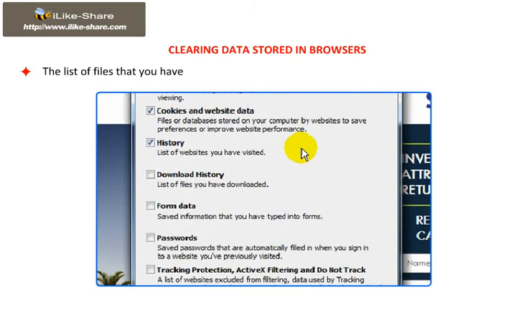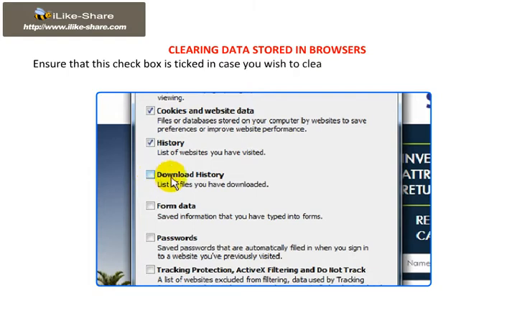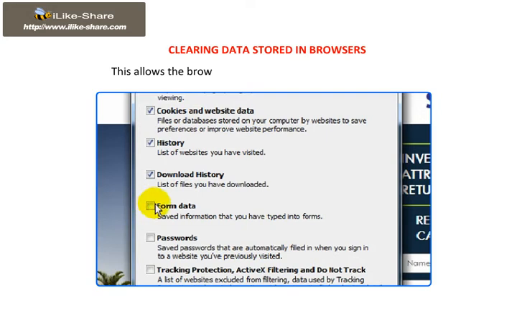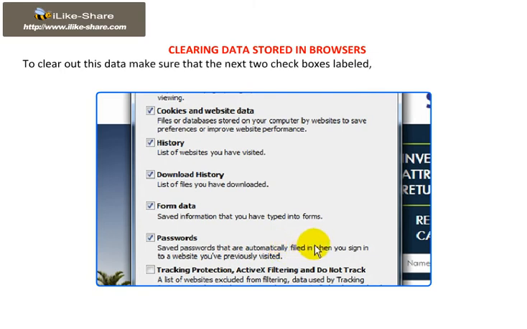The list of files that you have downloaded from the internet is stored in the download history. Ensure that this checkbox is ticked in case you wish to clear the record of all the files that you have downloaded from the internet. While filling forms on the internet, you may have sometimes chosen to store the form data and passwords in the browser. This allows the browser to autofill certain form fields quickly. However, certain people can misuse this data and cause harm to you. To clear out this data, make sure that the next two checkboxes labeled Form Data and Password respectively are ticked.